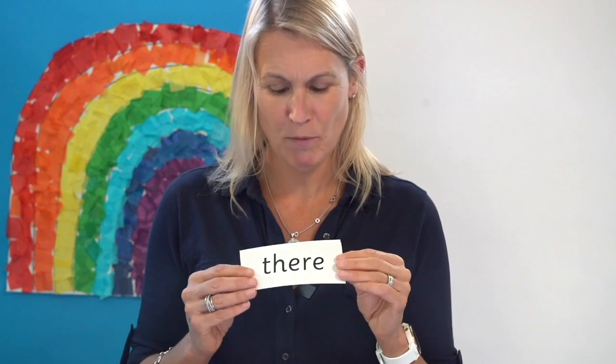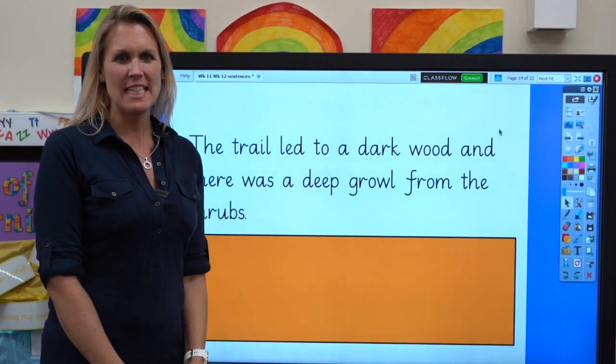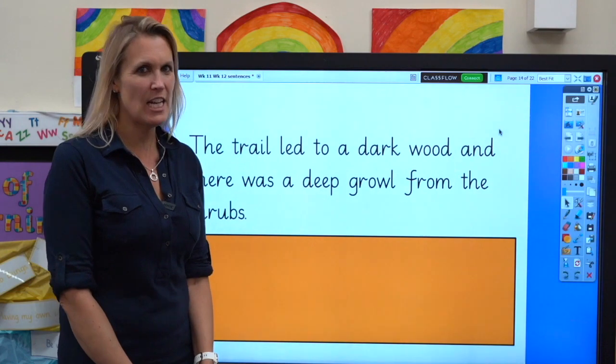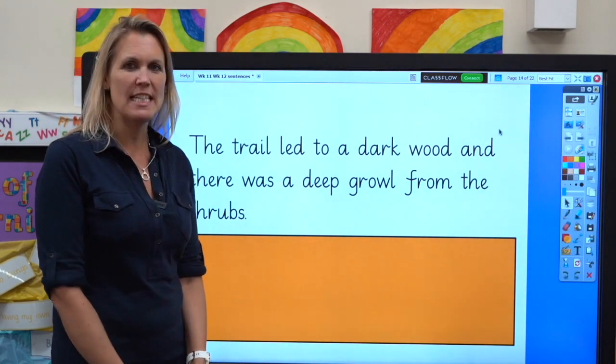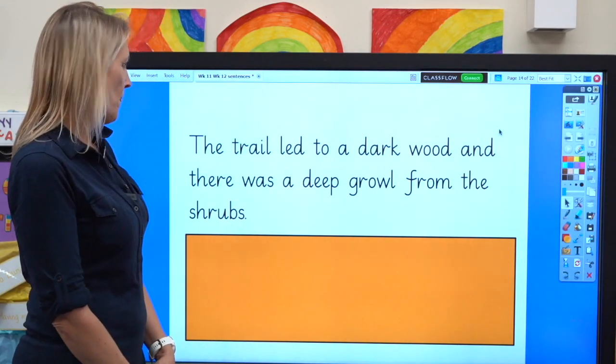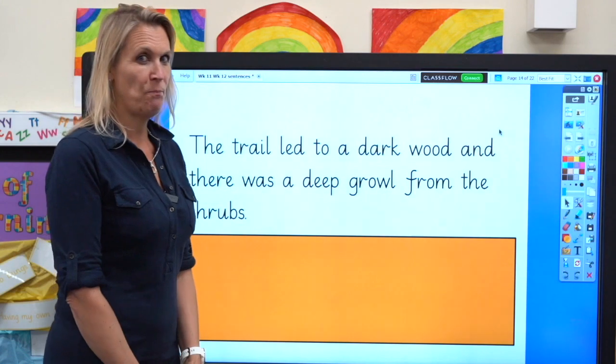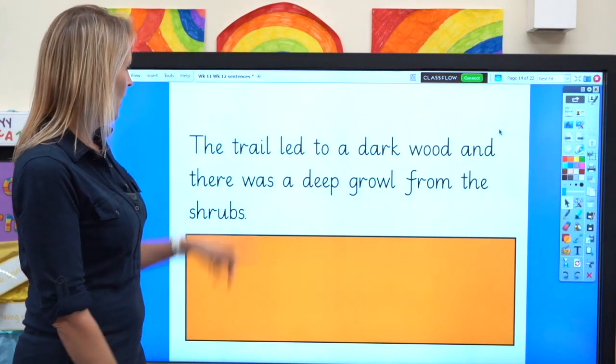Let's check. Read them with me. There were. Did you get them right? Great reading. Well done. Now let's read some sentences with graphemes that we already know. Have a really good look and see if you can spot any digraphs. Have you got them? Let's have a look.